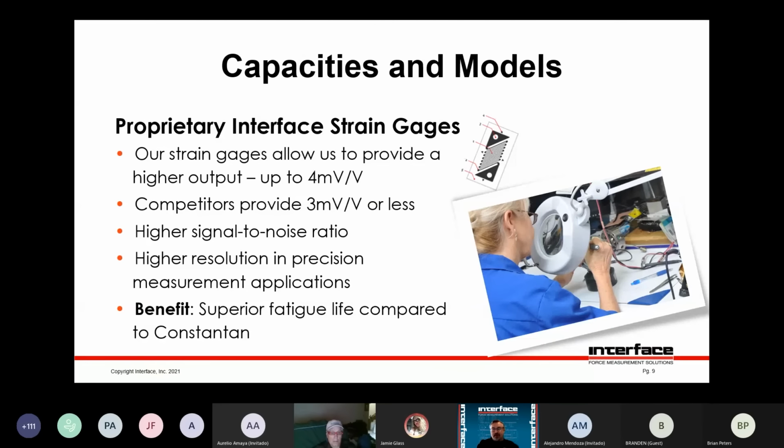We make our own, so we have control of the strain gauges, so they're very consistent from lot to lot. If you're buying strain gauges, there's a lot more variation every time you get a batch. They may be slightly different from the previous. So when we fine tune a design, specific load cell design, specific gauge, we can be sure we get that same exact gauge every time when we make that load cell. Higher gauge factor gives us a higher signal to noise ratio for higher resolution, which is important in some applications. We also get better fatigue life.